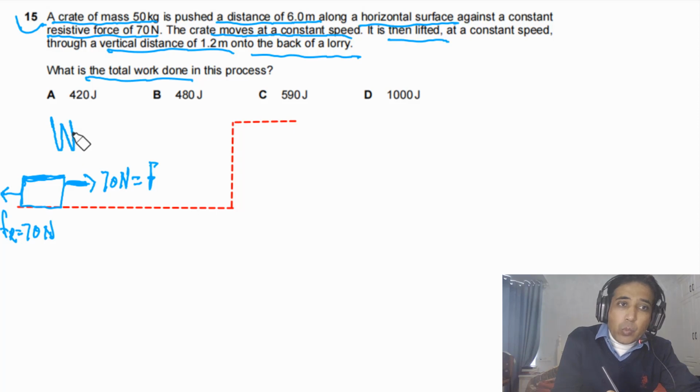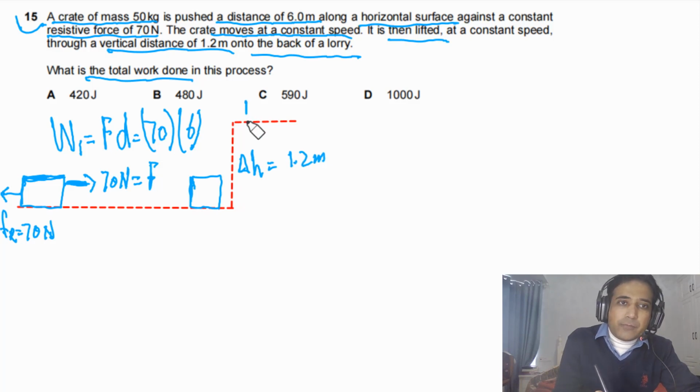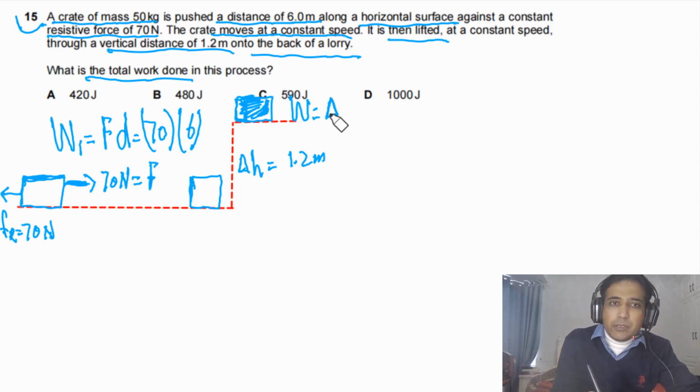So W1 is the work done, equal to F times d. That will be 70 newtons times the distance of 6 meters. And then we lifted this block. Delta H is given, equal to 1.2 meters. We lifted this block to the back of the lorry, to this certain height. When we lifted this block, work done will be equal to the change in GPE because speed is constant. So this is W2.